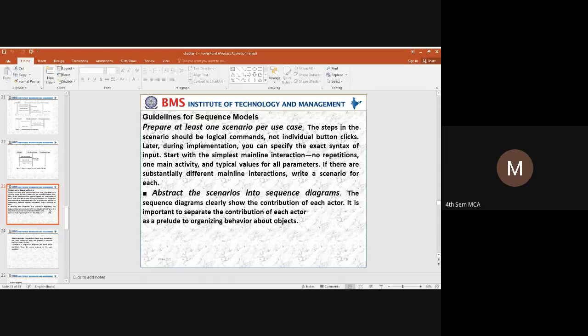The next thing is to abstract the scenario into the sequence diagram. First we need to write the scenarios. Once the scenario is written, we need to draw the sequence diagram for each and every scenario. Each scenario will be taken in terms of messages that will be communicated between the objects.